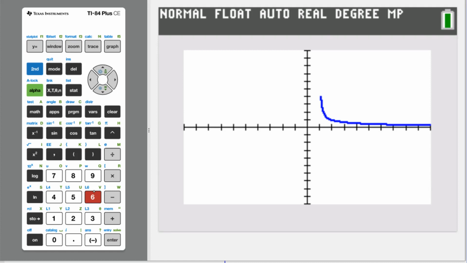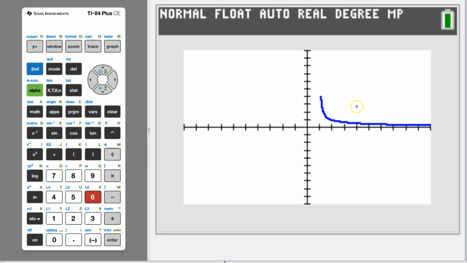Now it does kind of remind me of a rational function, you know, the kind that had the two curves and the asymptotes, but it also does kind of remind me of a square root function because it just kind of comes to a stop right there.